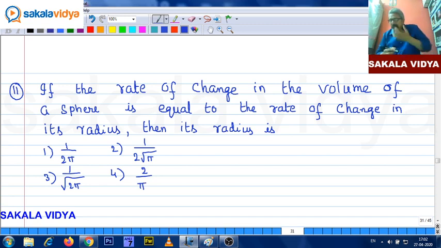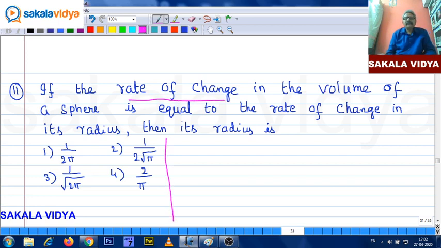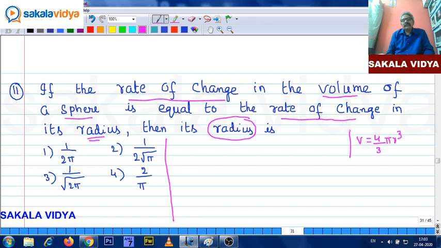Okay. So, once again, give my number. Right. The rate of change in the volume of a sphere is equal to the rate of change in its radius. Then the radius we need to find out. So, this problem is related to the sphere. The volume of the sphere is equal to 4 by 3 pi r cube. This is the formula to evaluate volume of a sphere. You remember this one.